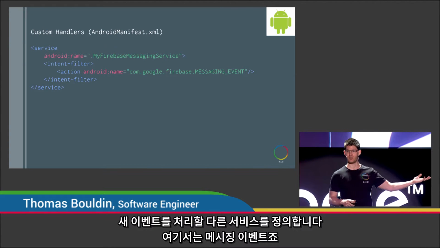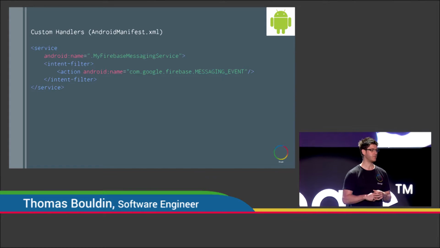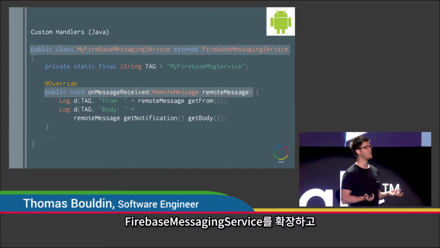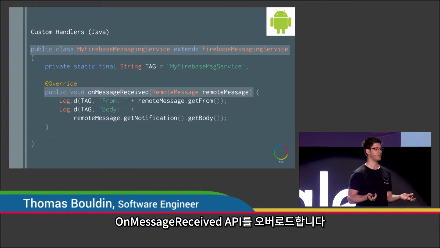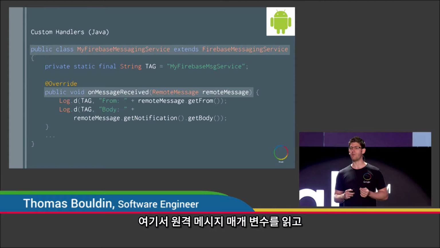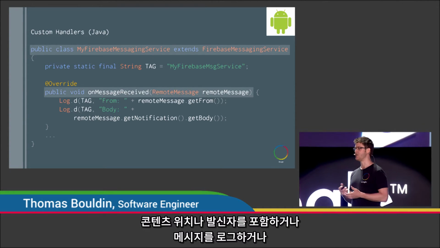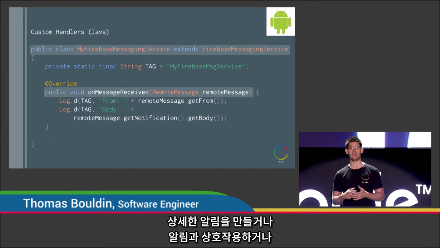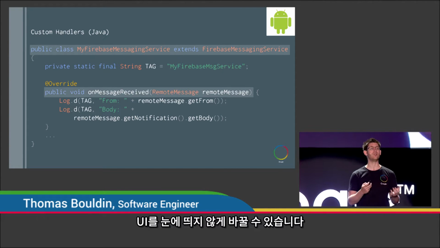You'll define another service to handle a new event. In this case, it's the messaging event. And this is what that class looks like. You extend the Firebase messaging service and overload the onMessageReceived API. From there, you can read the remote message parameter to get anything you want about that message, what its contents are, who it was sent from. You can log it, create a more detailed notification, an interactive notification, or change your UI more subtly.